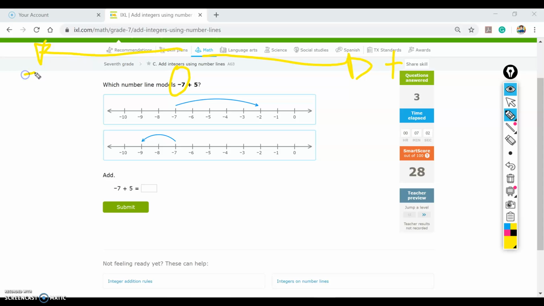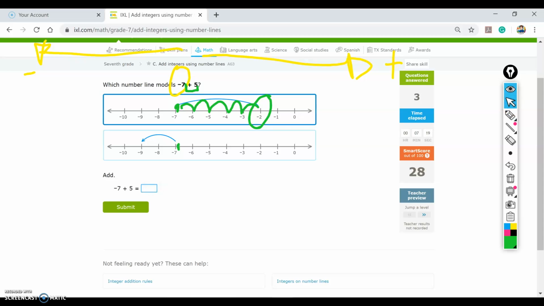That first number, it's always where you start. So I'm starting at -7, so I start here and here. Now I need to go to the right 5 because I have a positive 5. So if I do that, 1, 2, 3, 4, 5, my answer would be -2. The correct number line is the first one, and my answer here would be -2.